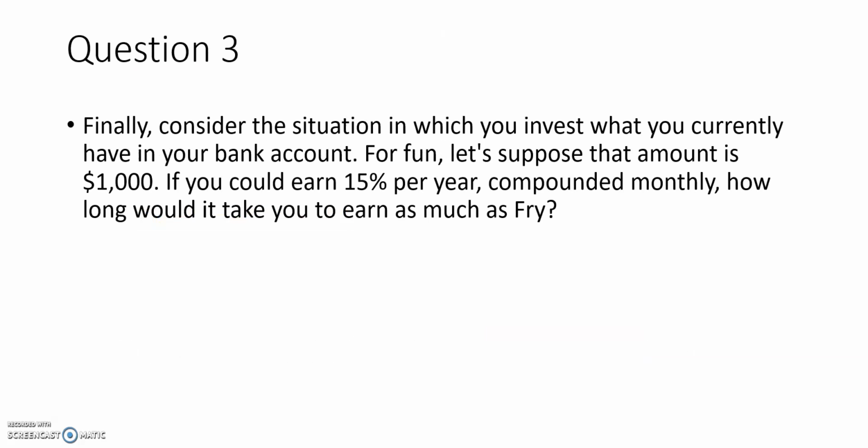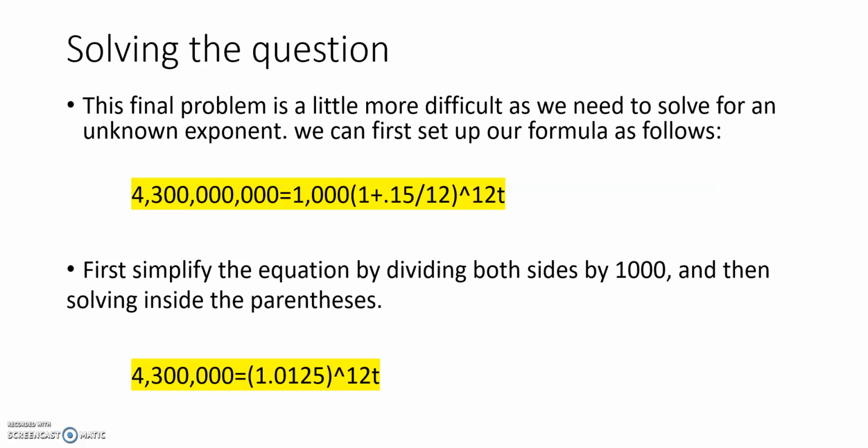Now, question 3 definitely gave me the hardest time out of the questions. This one takes a little bit more thought because we're solving for an exponent. So question 3 is going to be, finally consider the situation in which you invest what you currently have in your bank account. For fun, let's suppose that amount is $1,000. If you could earn 15% per year compounded monthly, how long would it take you to earn as much as Fry? So once again, we're dealing with a monthly compound rate.